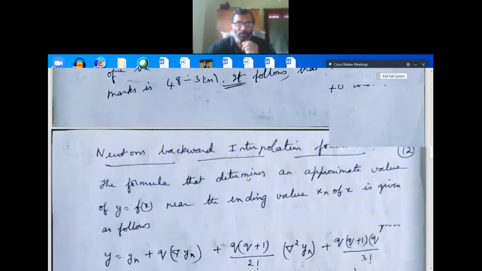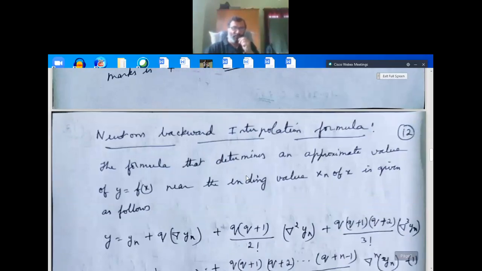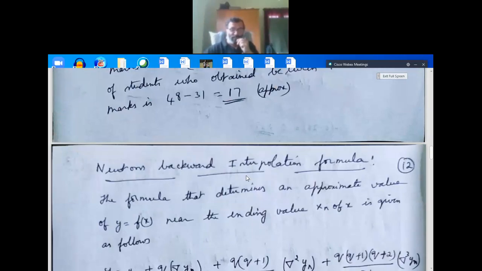Now we go to Newton's backward interpolation formula. So many problems is enough in Newton's forward interpolation formula. Practice it. Try to solve the problem in the model question paper. It is the same type of problem, only the numbers are changing. Any doubt you can ask me, contact me.